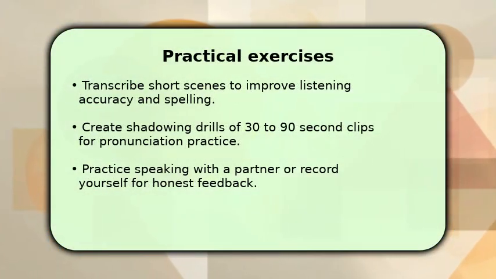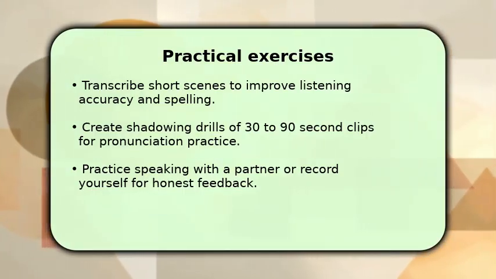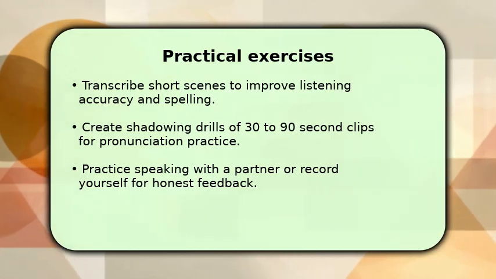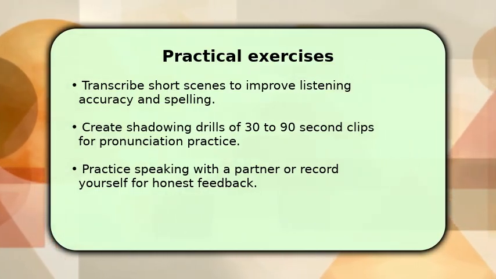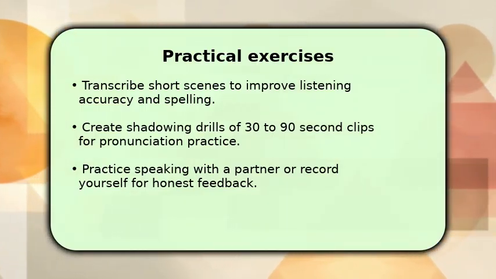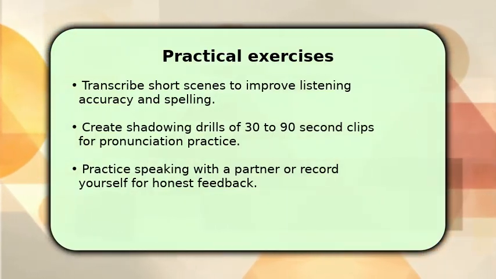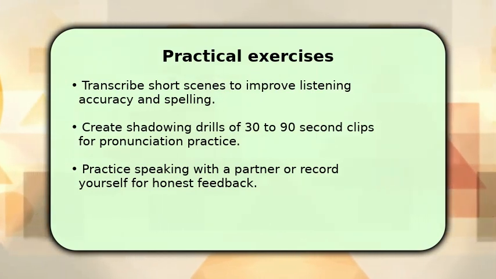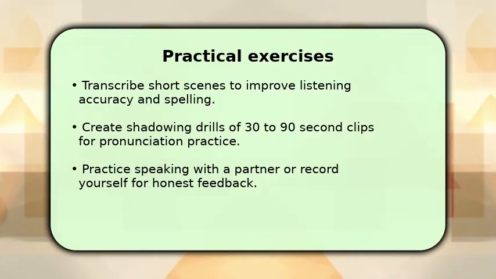Transcribe a short scene to sharpen your ear and spelling, then check against subtitles. Do shadowing drills with 30 to 90-second clips to mimic pronunciation and speed. Role-play scenes with a friend or record yourself and compare with the original for improvement. Vary movies and accents to widen your exposure and review troublesome phrases until they feel natural in conversation and memory.